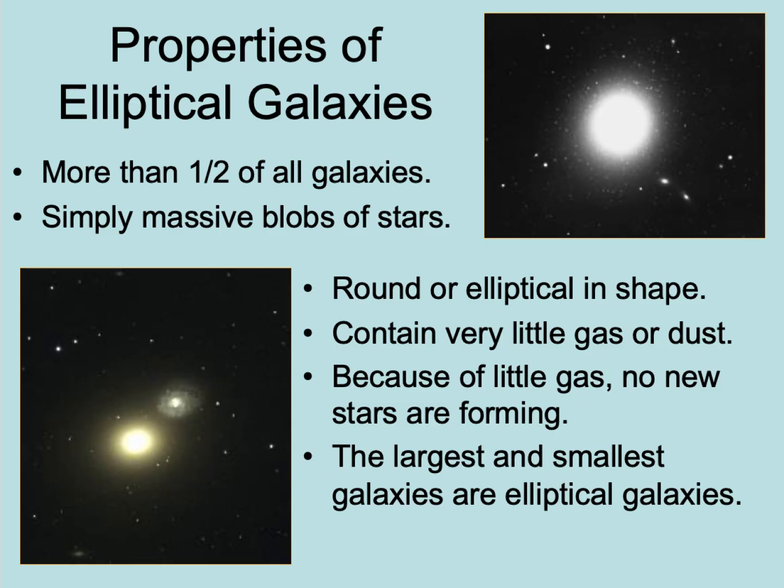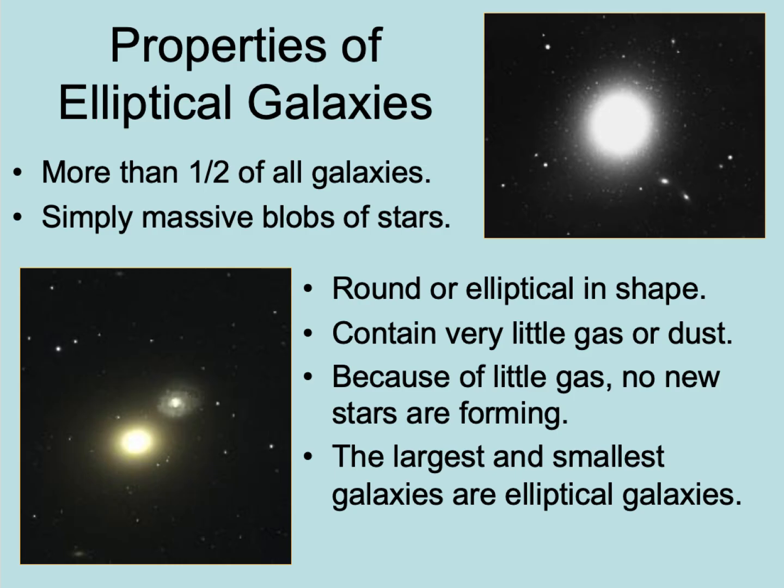More than half of all galaxies are ellipticals. They basically look like massive blobs of stars. They can be more rounded or quite elliptical in shape. The ellipticals are much older than spirals and thus have very little gas and dust remaining. Because of this, they also have no new stars forming.